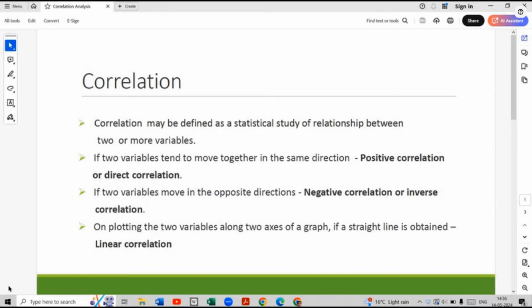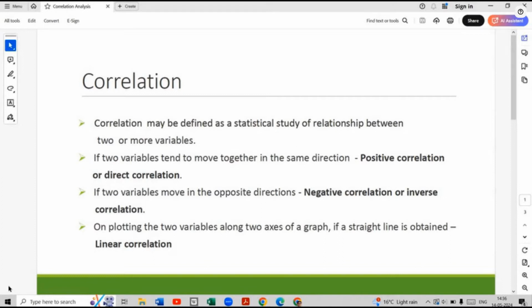If the two variables that we are measuring move in the same direction, that is, when one increases, the other also increases, or when one decreases, the other also decreases, then we refer to it as positive or direct correlation. Whereas, if the two variables move in opposite directions, that means when one increases, the other decreases, then it is referred to as a negative correlation or inverse correlation.